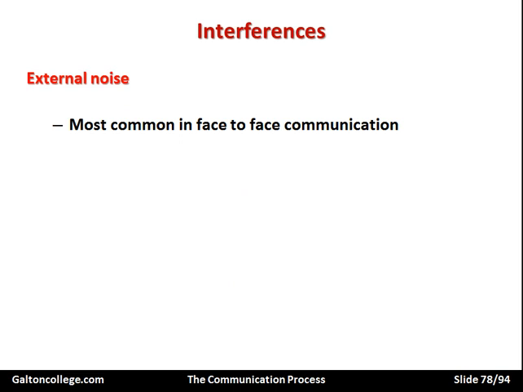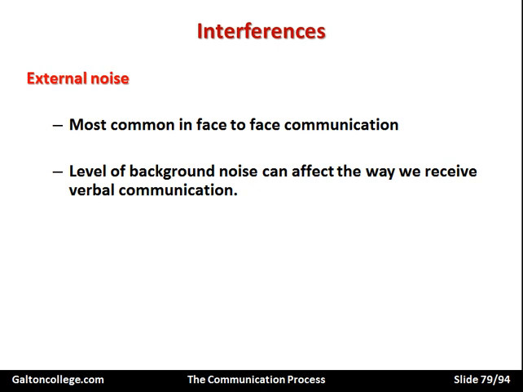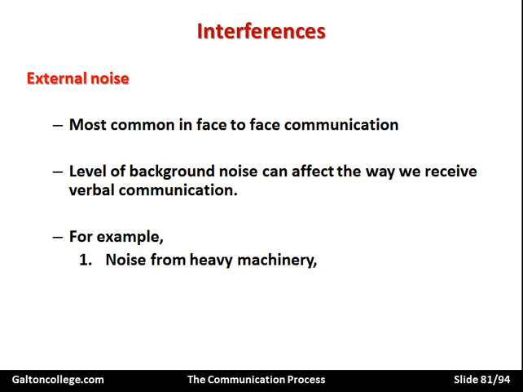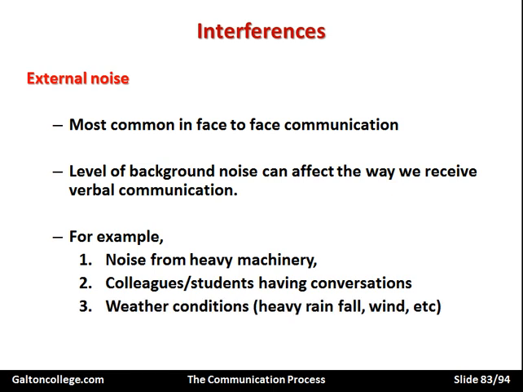External noise. Well, as I said, most common in face-to-face communications, as I mentioned earlier. The level of background noise can affect the way we receive verbal communications. So, for example, noise from heavy machinery, like I said to you earlier. Or it could be colleagues and students having conversations in the classroom, which means that the tutor is not being heard by students who want to listen. The communications is being blocked out. There is noise in the system, so the communications channel is being affected. Could also, of course, be affected by heavy rain and loud wind or thunder or whatever. So there are all sorts of external situations that can affect the communications channel.